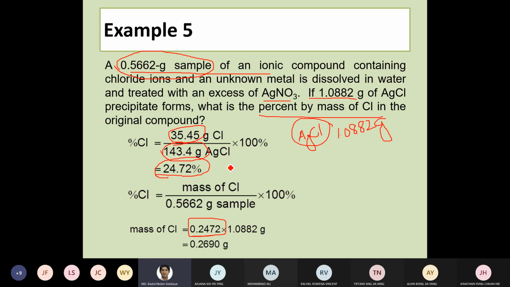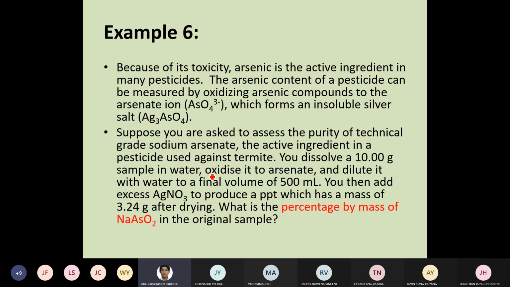And if we want to know the mass of chlorine, we have already got the answer here, but we have to multiply with this mass of silver chloride that was produced. So this silver chloride mass and the percent of chlorine in that is giving us the mass of chlorine.